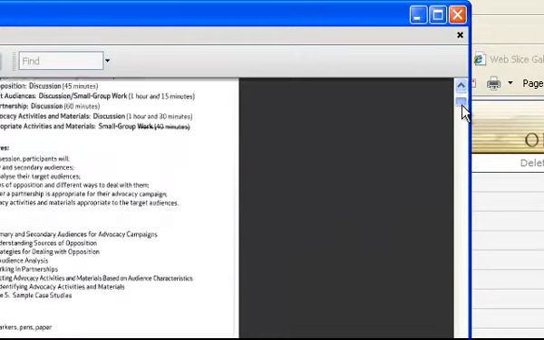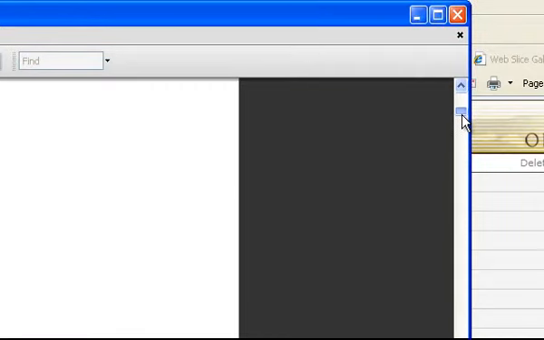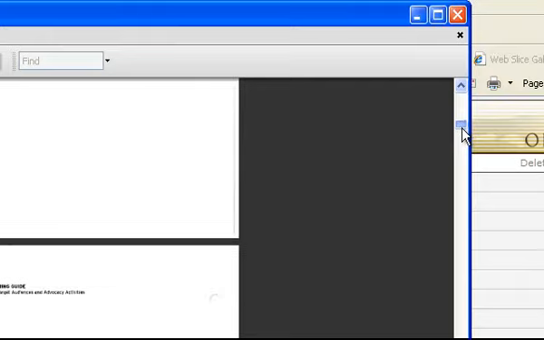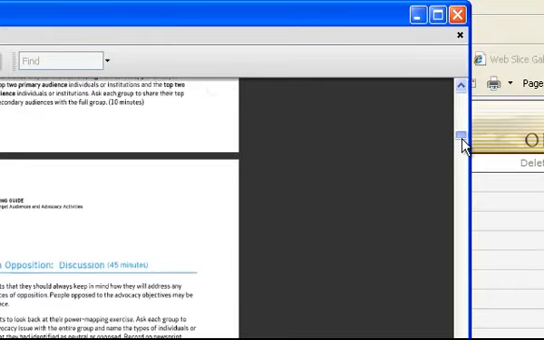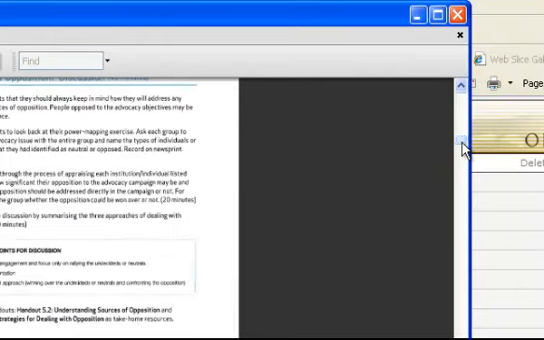And this is a training guide, so it talks about how to set up your training, so you'll have to kind of skim over that and get to the meat of it. And then they do talk about how to deal with opposition.